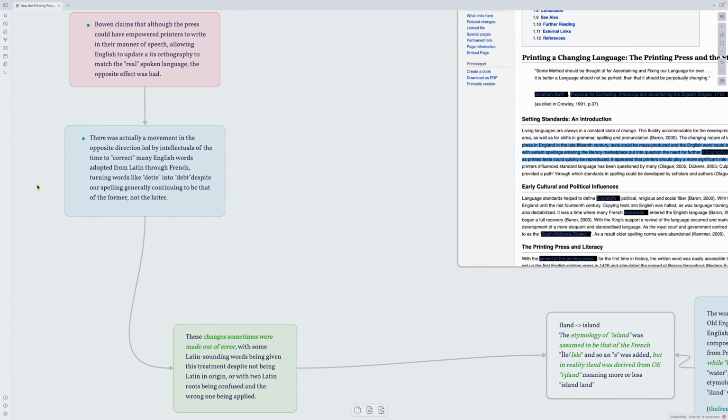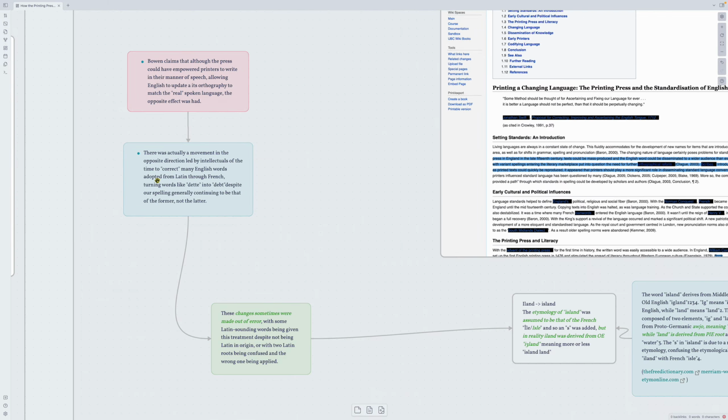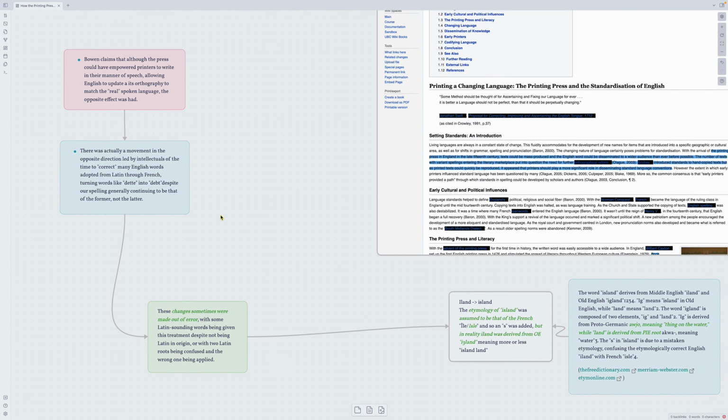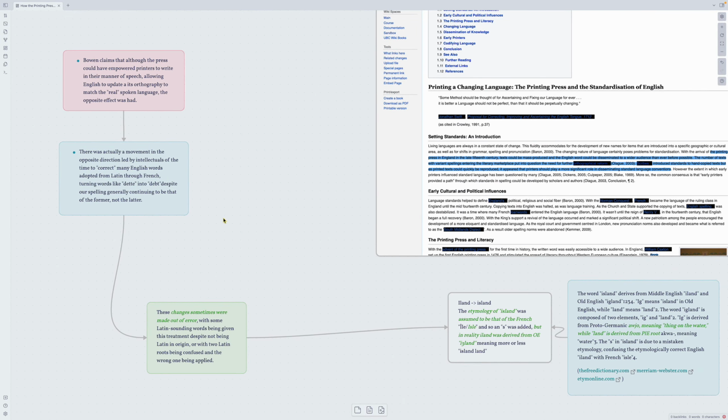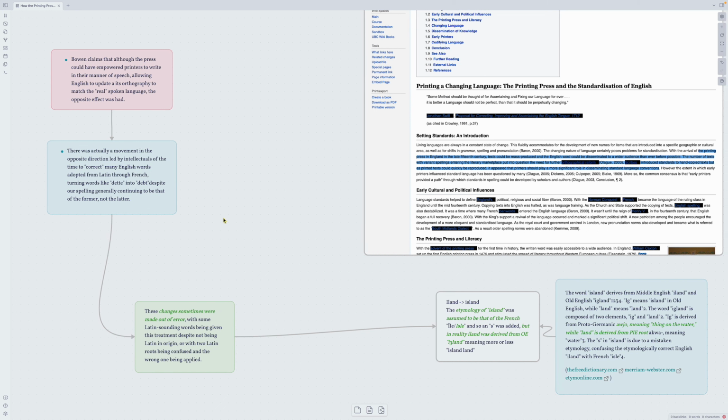And so words like the word debt, which today is spelled debt, was also spelled det back in the day. It came through the French word dette, but we added in the B because the Latin word had a B. It was something like debitate or something like that.